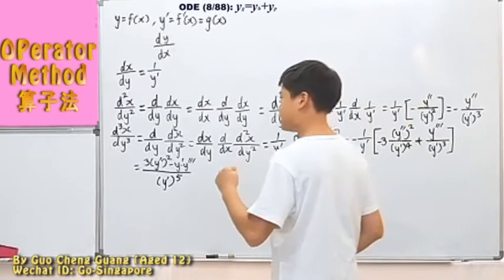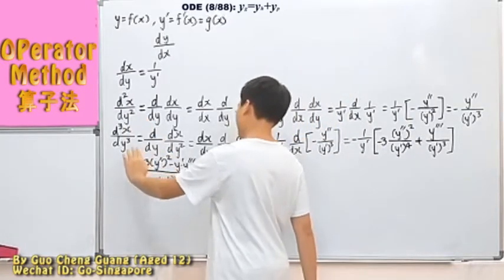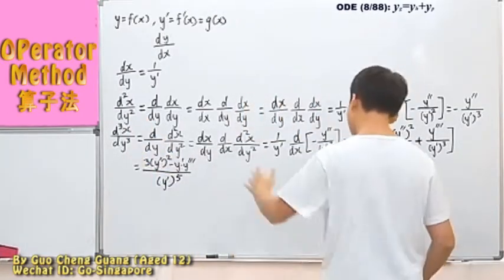So if you have realized, we're actually using this method just to find out one after another, just continuously like that.